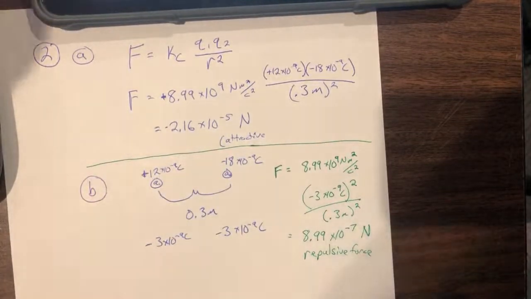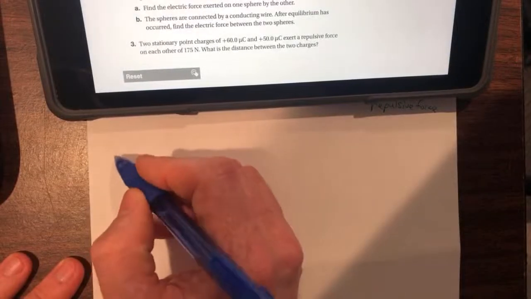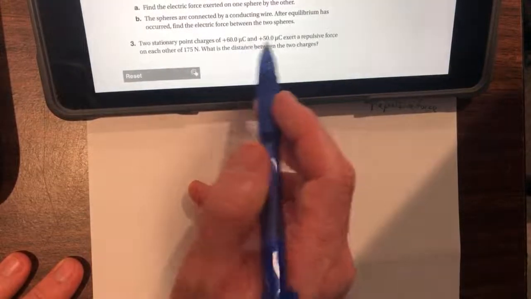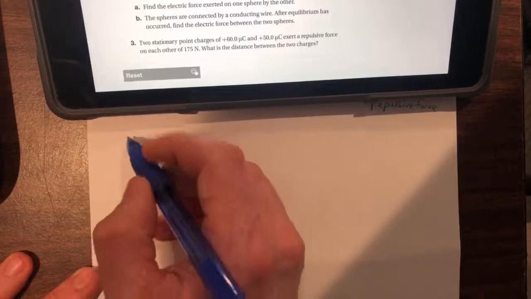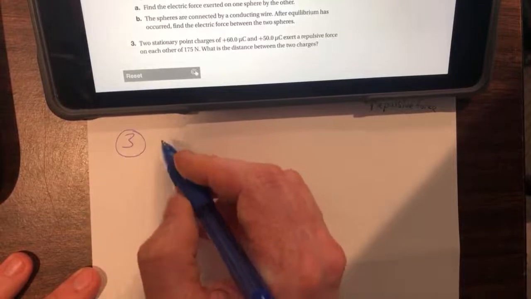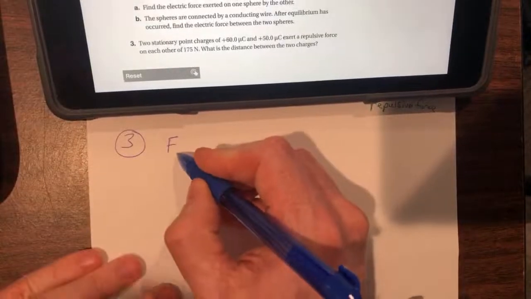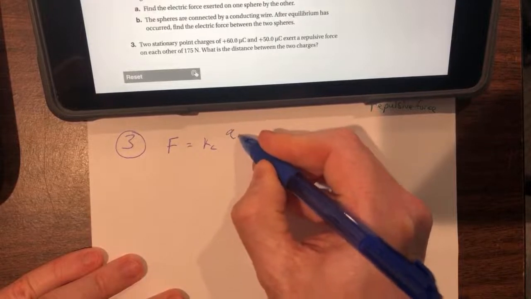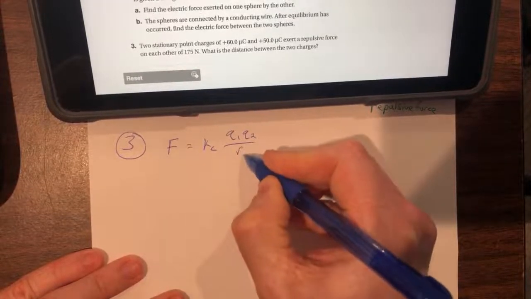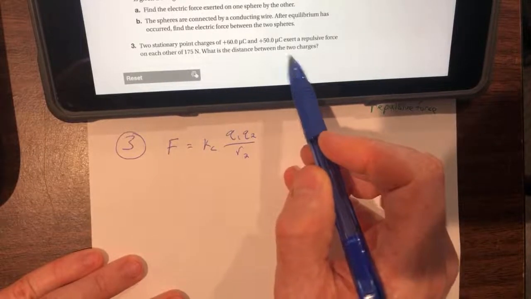All right, so next up, number 3. We've got 2 stationary point charges of 60 microcoulombs and 50 microcoulombs. They exert a repulsive force on each other of this. So now we're going to have to rearrange the equation some. Again, we've got the force, and that's going to be equal to this times Q1, Q2 over R squared. And in this case, what are we solving for? What is the distance between the 2 charges?